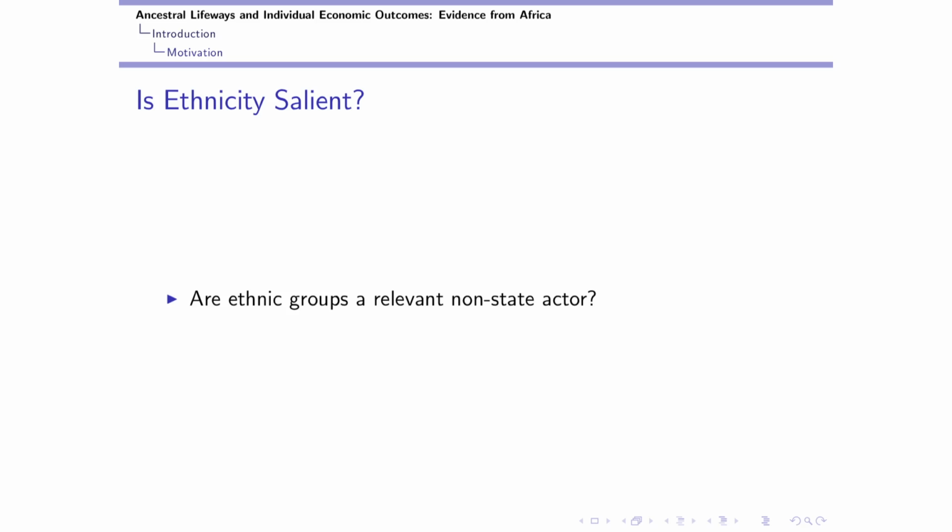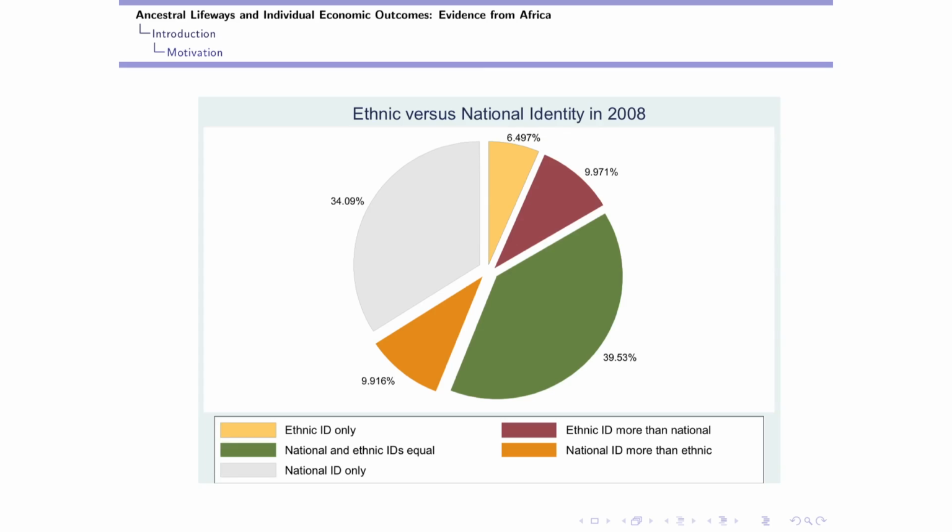Let me pause for a moment and ask the question, but why are you looking at ethnic groups? Are they a relevant non-state actor, at least for Africa, which will be the focus of our study? And I guess that a pie chart should suffice for an answer. So this is Afrobarometer surveys in 2008, about 20 countries. Respondents are asked whether they identify more with their nation, Kenya, Ghana, pick your favorite one, or with the ethnic group that they belong to. So what you see here is that around 50% of the respondents would say that either they identify with their ethnic group as much as with their nation, or actually more with their ethnic group. That gives you an idea that ethnic identity is a salient characteristic for understanding, at least within Africa, what an average African would think about ethnicity.